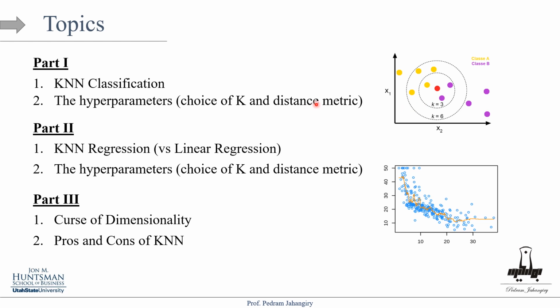And then the distance metric. So for example, in two-dimensional space, why are we using circles, right? So in the Euclidean distance, why are we using circles? Why not squares, right? So we're going to talk about those things.